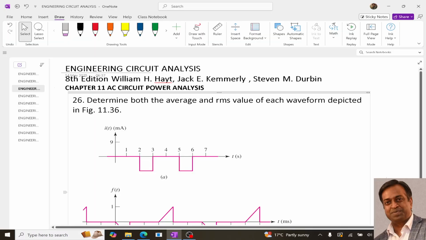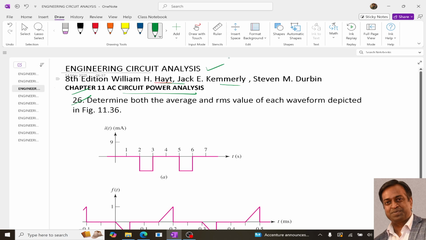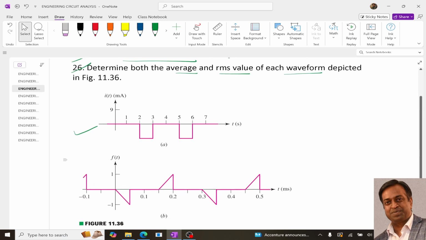Hello guys, in this video I am going to explain the solution of question number 26 from chapter 11, AC Circuit Power Analysis, from the book Engineering Circuit Analysis by Hayt, Kemmerly, Durbin. The question says that we need to determine both the average and the RMS value of each waveform depicted in figure 11.36. So these are the two waveforms.